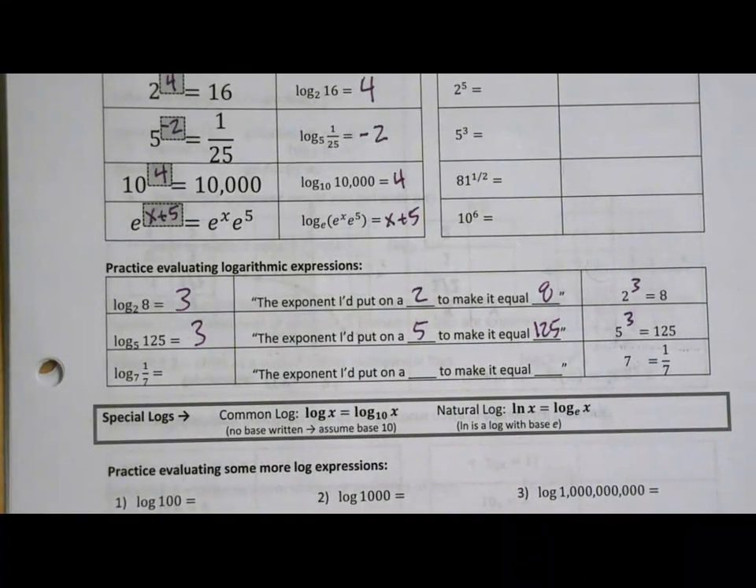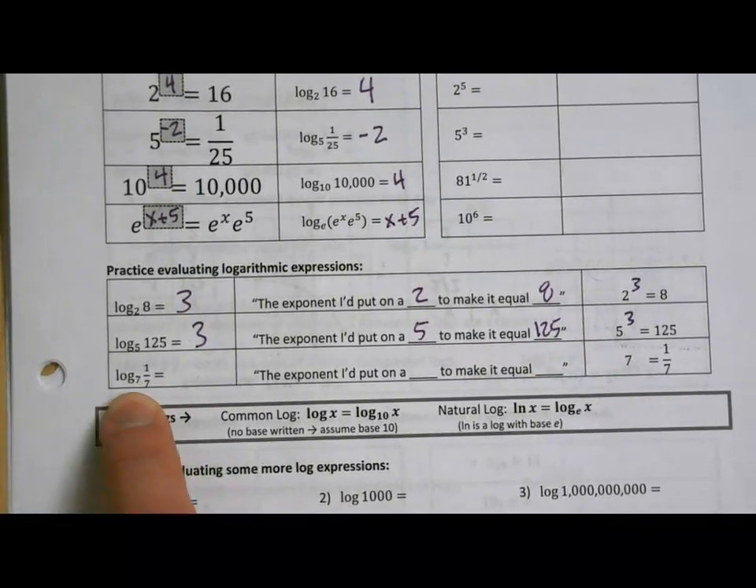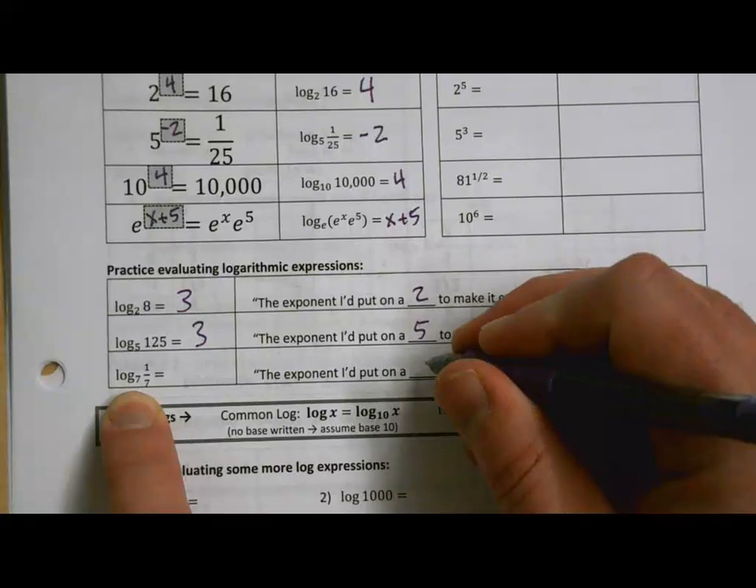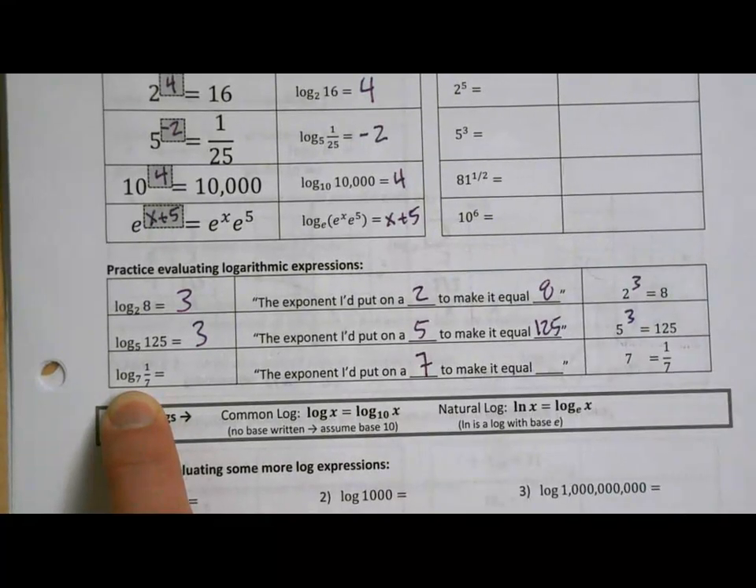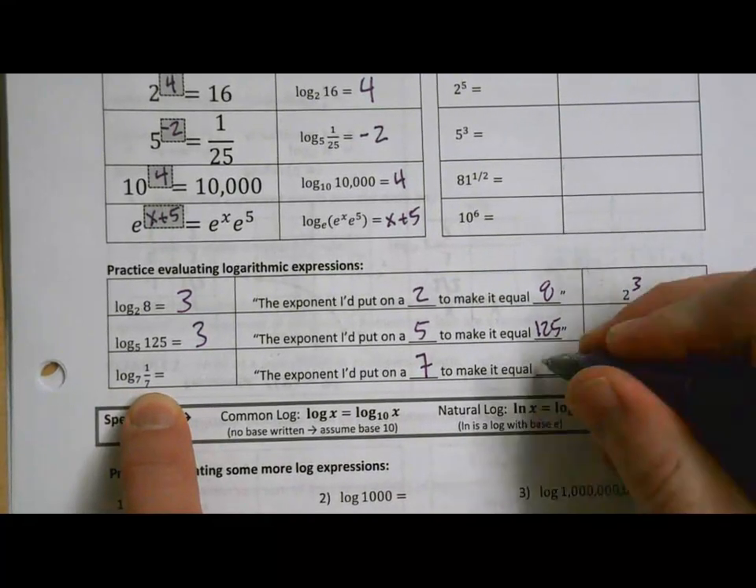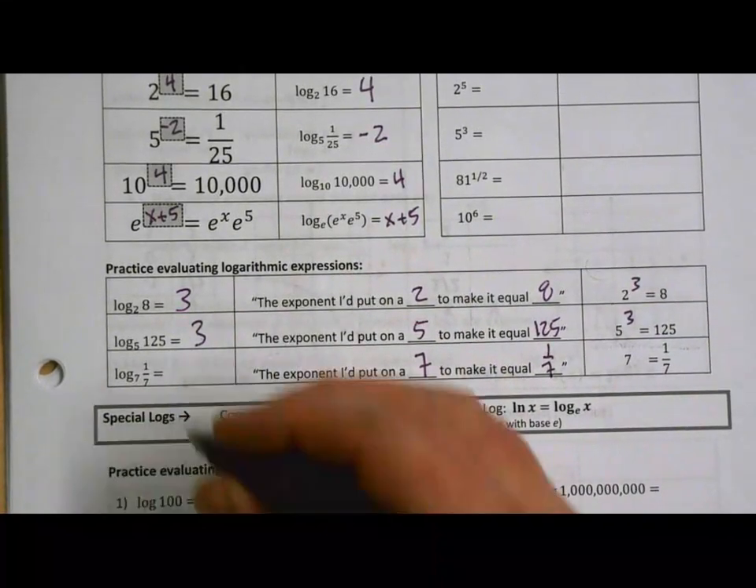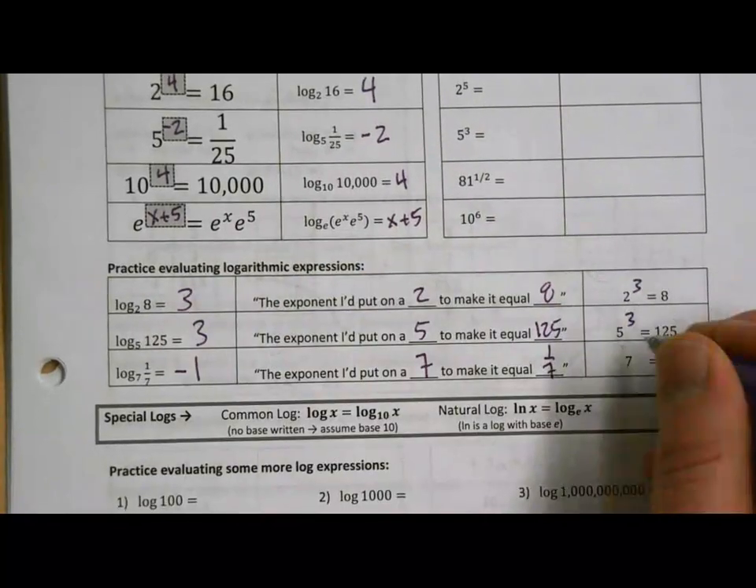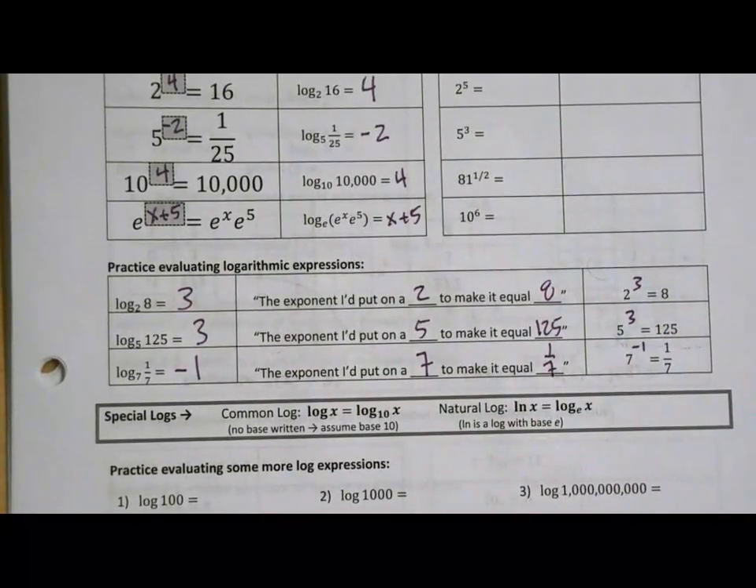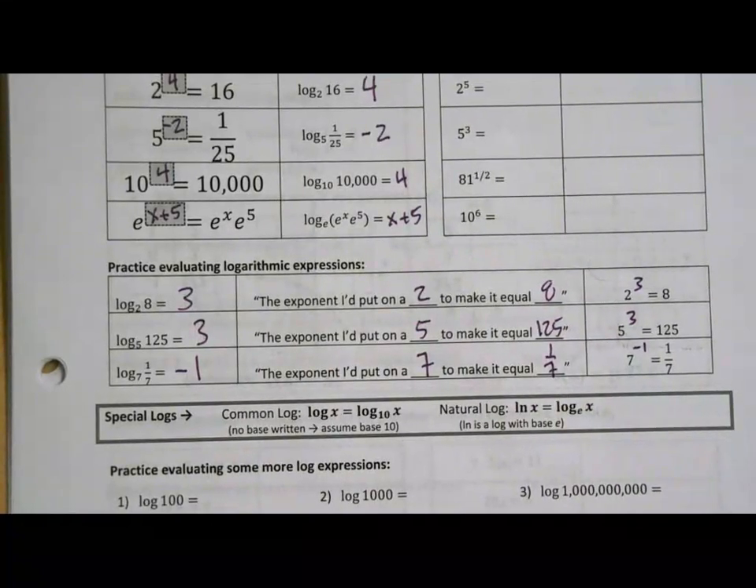The log base 7 of 1/7 is just the exponent that you stick onto a, remember the base is the thing that you're putting your exponent onto. So we stick an exponent onto a base of 7 to make it equal to 1/7. And that exponent is -1. 7 to the -1 power is 1/7. So I'd like you guys to just run through and practice a whole bunch of these.